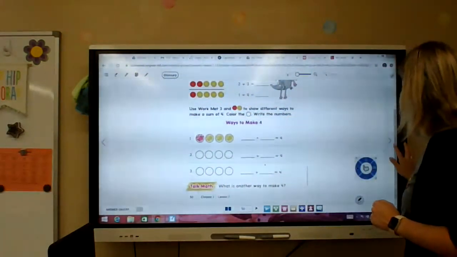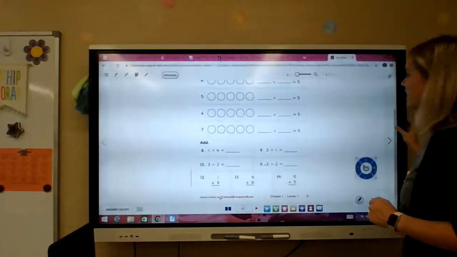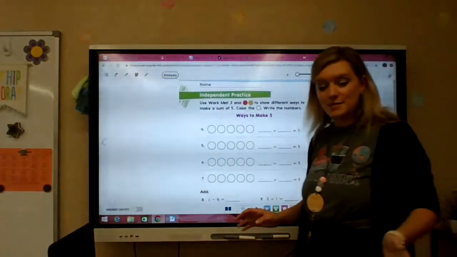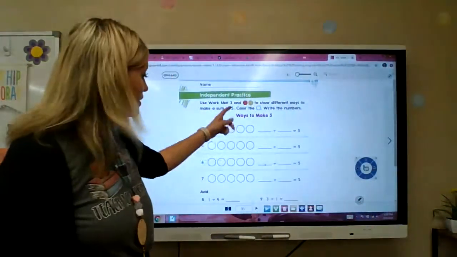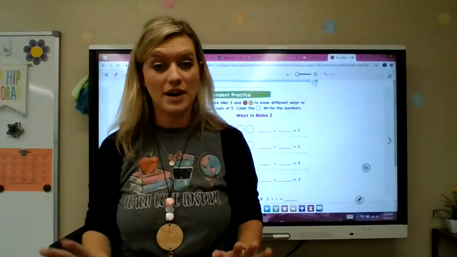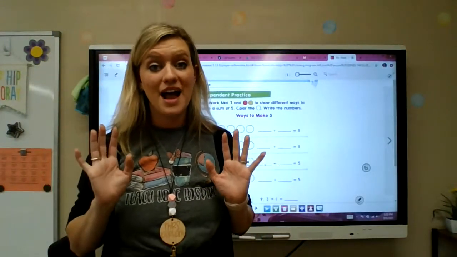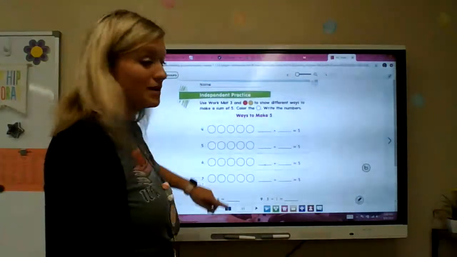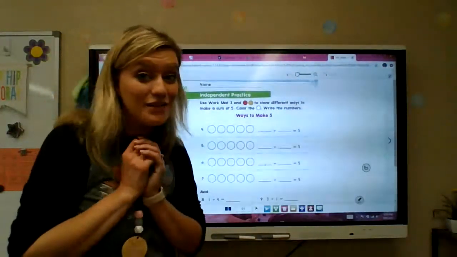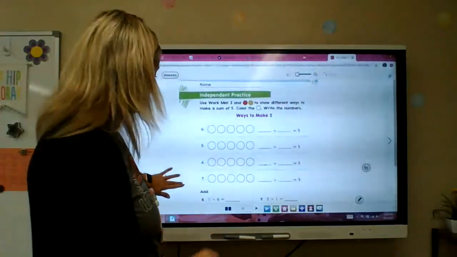Now we're going to be looking at the next page. This is your page to practice, okay? This is independent practice. Up here, you're going to be showing me the ways you can make 5. So we've moved on. We're not doing 4 anymore. Now we're doing the number 5. So color in your bubbles. Show me the different ways you can make 5. Remember, you can even use 0 if you want to.